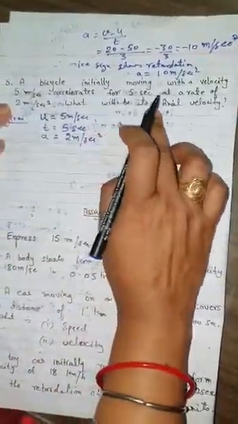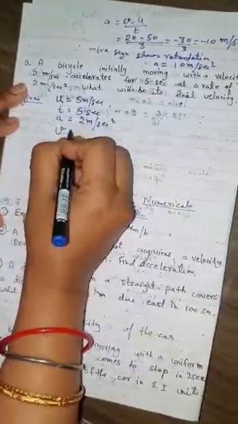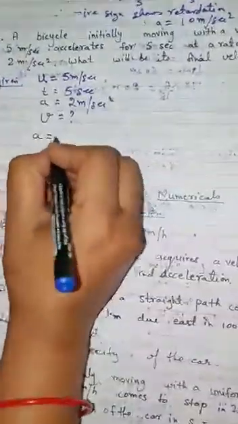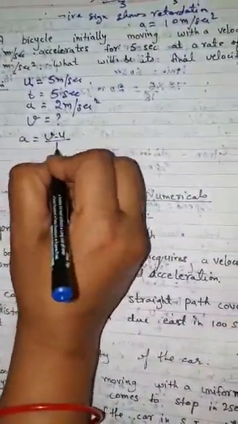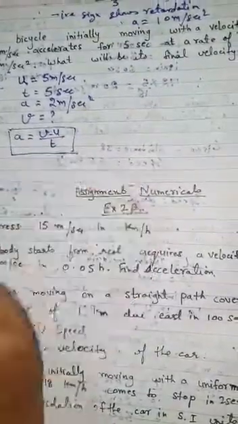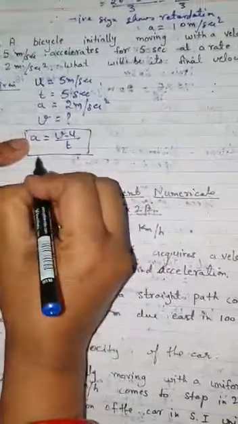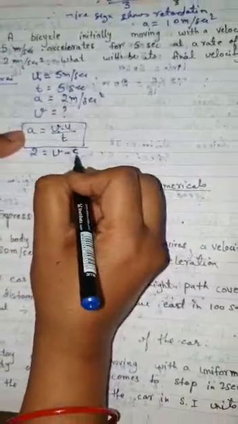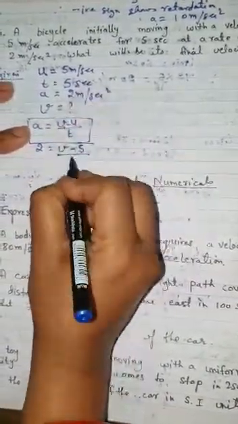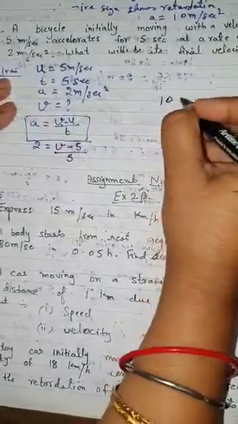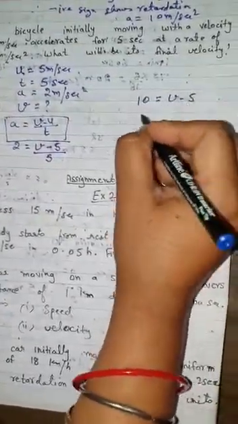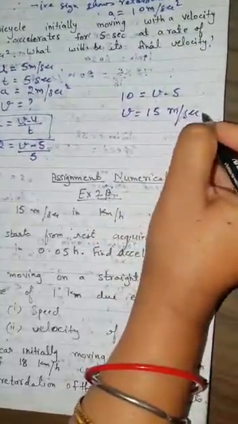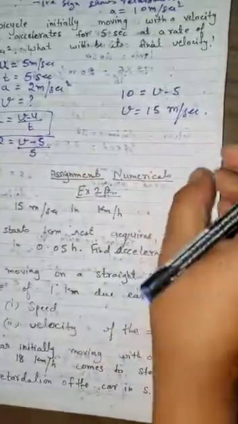What will be its final velocity? Final velocity v. v is the final velocity. We know by the formula acceleration is equal to change in velocity upon time. Now put the value of acceleration 2 is equal to final velocity, which we have to find, minus u 5, upon time. Value of time is 5. Do the calculation. v minus 5, or you can say v is equal to 50. Now the unit is meter per second, velocity unit meter per second.